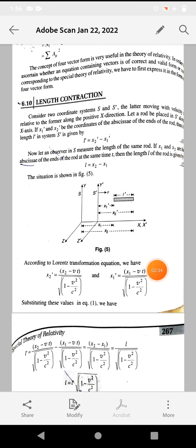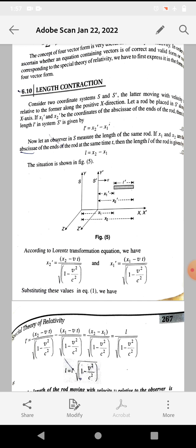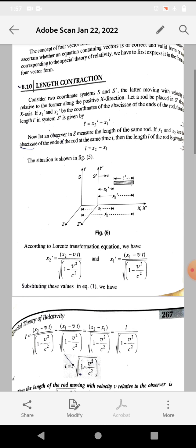But here are the main two consequences. One is length contraction. Length contraction means that the apparent length decreases. If it is 1 meter, we observe only 0.9, 0.98, 0.99, 0.95, like this, because of relativity in length. So the length appears smaller than the original length. That is called length contraction.